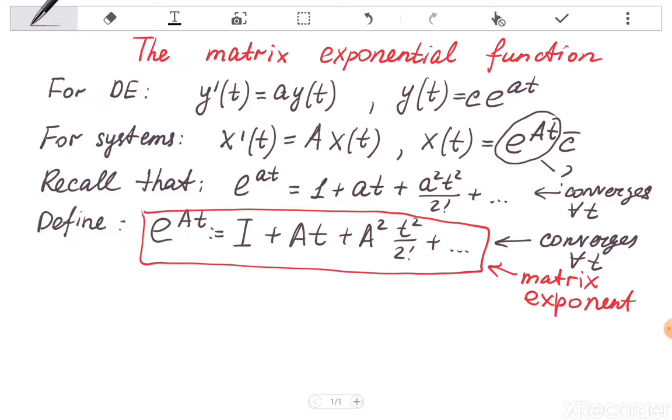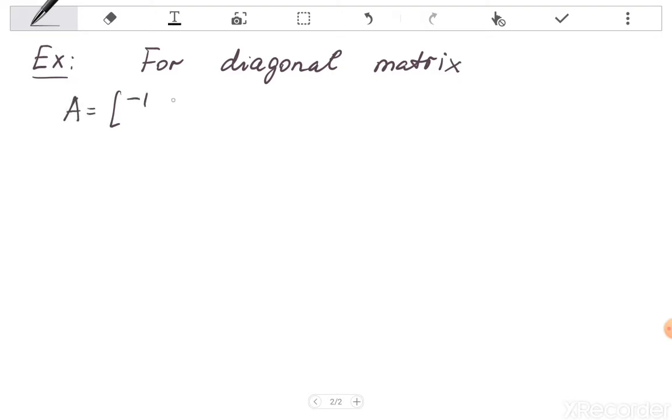Okay, next question. How can we find this matrix exponent, and does it indeed satisfy that this matrix is in the solution x of t of this homogeneous system? So the first, simplest case when we can find the matrix exponent is for a diagonal matrix. For example, let's consider the matrix A to be -1, 0, 0, 2, and let's find e to the At.